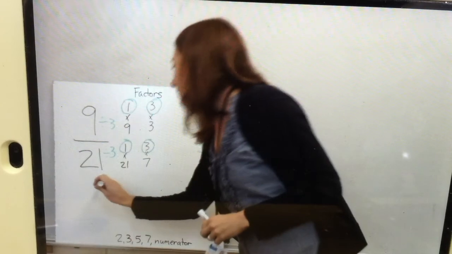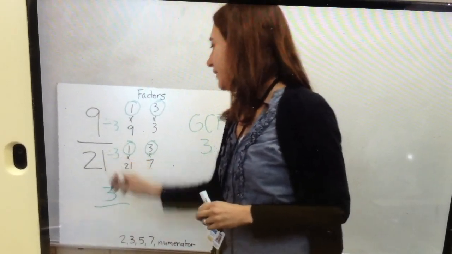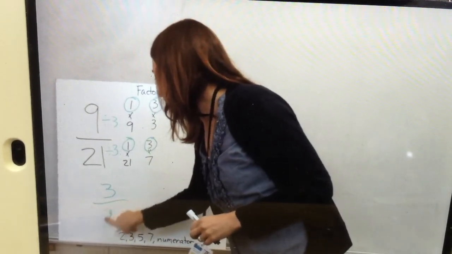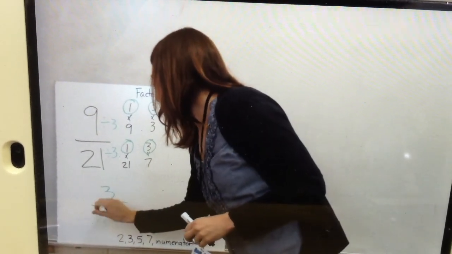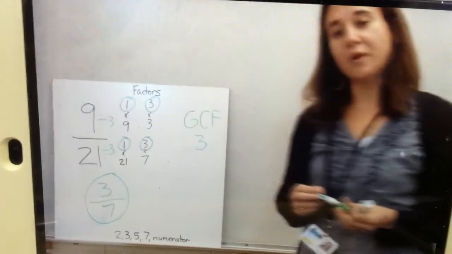What is 9 divided by 3? It's 3. What is 21 divided by 3? 7. So 3 over 7. This should be, in simplest form, our answer.